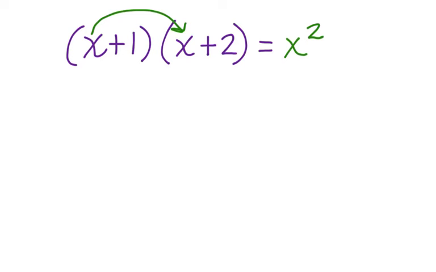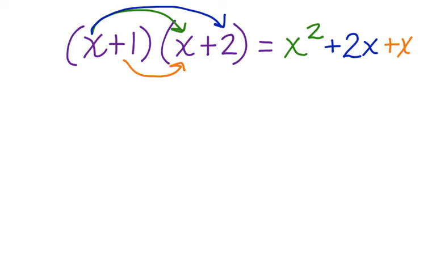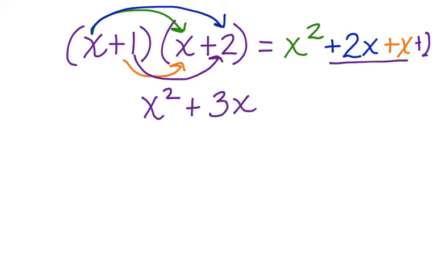Next, we can multiply the outer terms. X times 2, actually, gives me a positive 2x. And then I have the inner terms. 1 times x is an x. And finally, I have 1 times 2, which is a 2. So I can rewrite this as x squared plus, I can combine here, 3x plus 2.